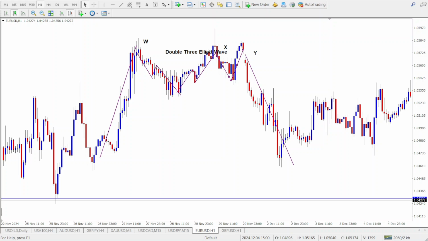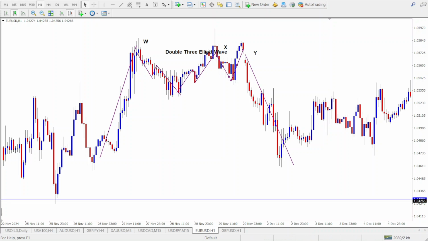What makes this pattern especially useful in Forex trading is its ability to help you predict the next big move in the market. Since the double three is a corrective pattern, it often indicates that the market is preparing to make a significant directional move once the pattern completes.